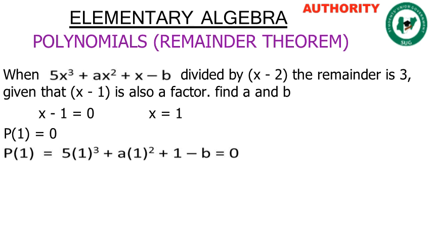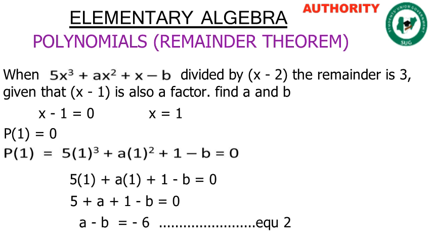Now we have 1 raised to the power 3 will give us 1. 1 times 5 will give us 5, plus 1 times a raised to the power 2 will give us a, plus 1 minus b is equal to 0. Because 5 plus 1 will give us 6, we take it to the other side to be minus 6. So we are having a minus b is equal to minus 6. Let's call this equation 2.